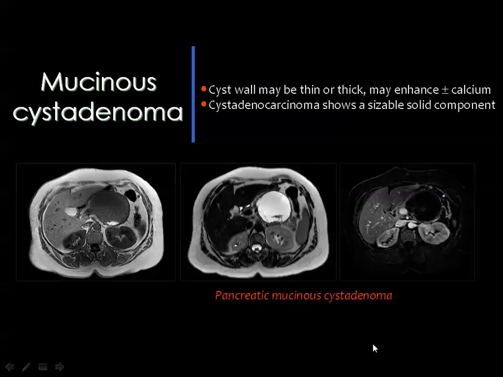And this is another example of mucinous cystadenoma of the pancreatic tail, a big cystic lesion showing low signal in the T1, high signal in the T2, some internal septations, and you have some calcium inside the tumor.